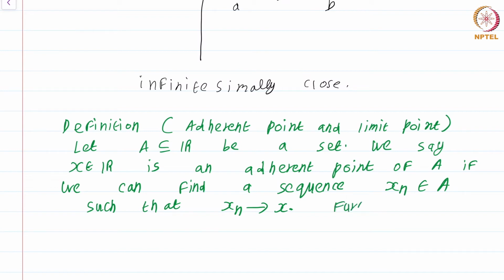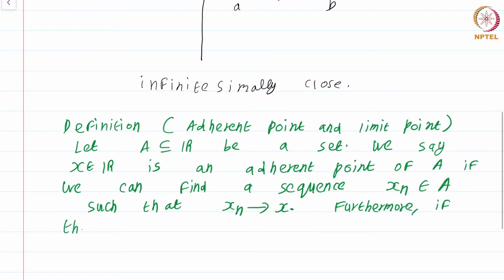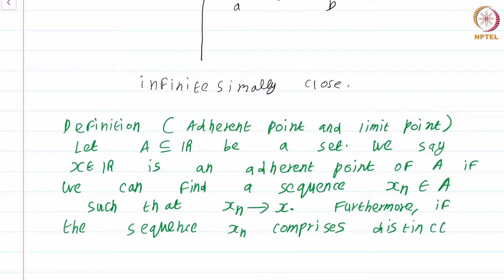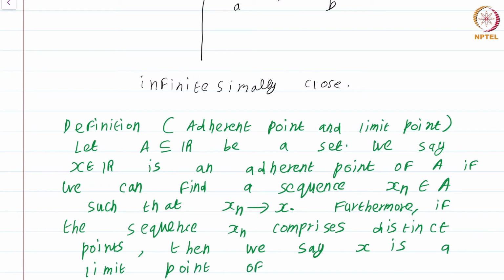Furthermore, if the sequence xn comprises distinct points, that means there is no repetition in this sequence, then we say x is a limit point of A. So at the outset, it should be obvious that a limit point is automatically an adherent point.